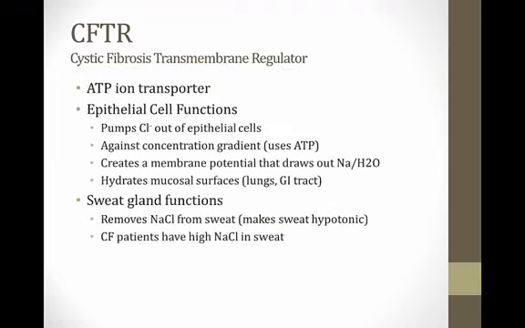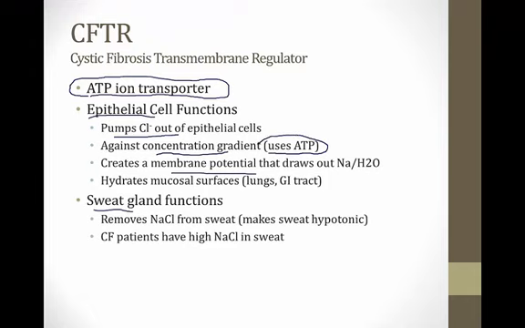So let's talk about what the CFTR protein actually does. It's an ATP ion transporter, and it has important functions in both epithelial cells and sweat glands. In the epithelial cells, it pumps chloride out of the cells against the concentration gradient, and that's why it uses ATP and requires energy. This creates a membrane potential that draws water and sodium out of the epithelial cells, and this helps to hydrate mucosal surfaces of the lungs and the GI tract. That's why when you have an abnormal CFTR protein, you get sticky mucosal surfaces because you're not getting hydrated like you should.